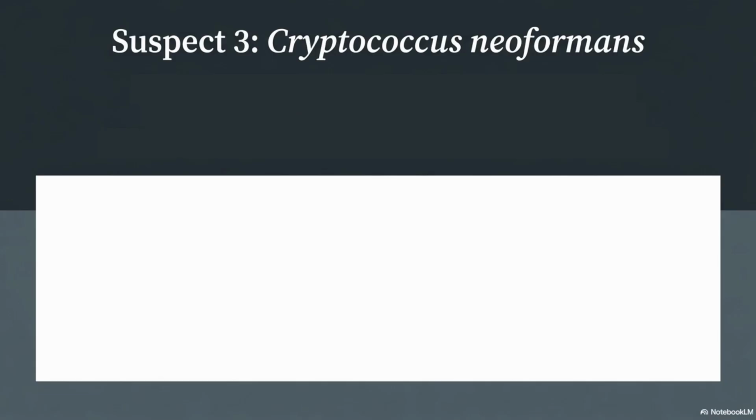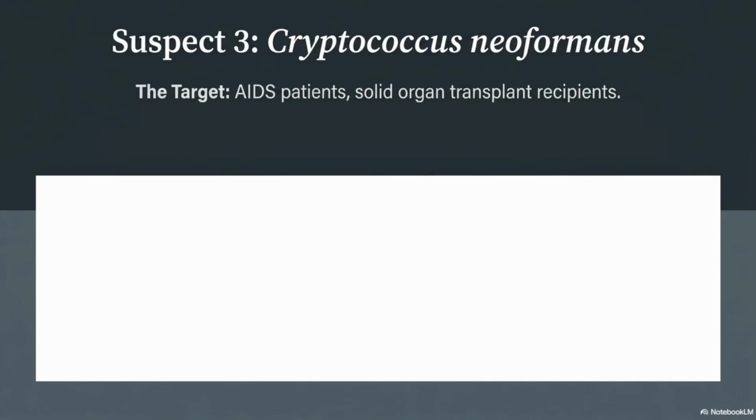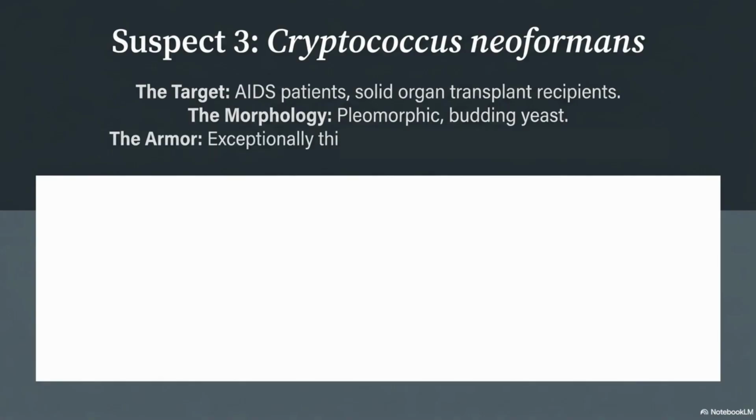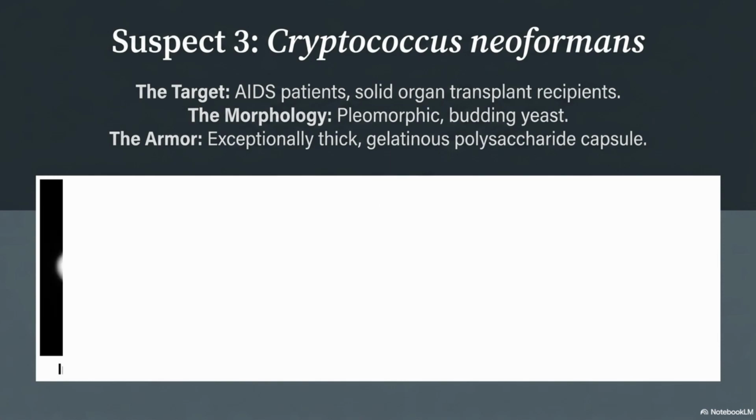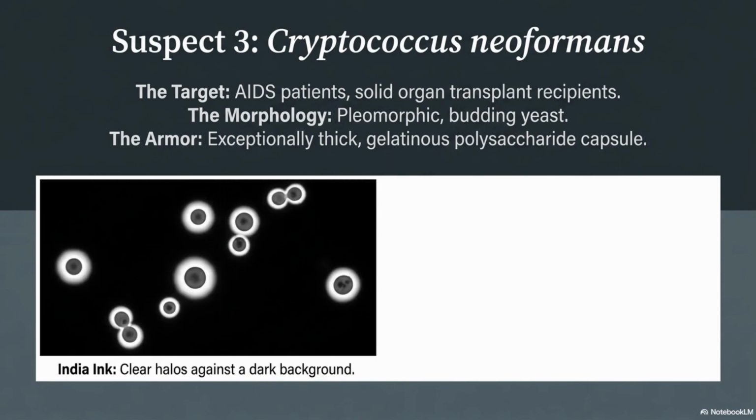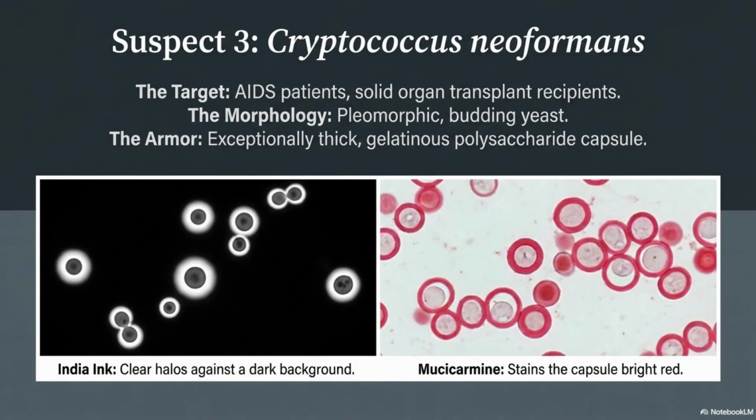Suspect 3 is Cryptococcus neoformans. The prime targets for this opportunist are AIDS patients and solid organ transplant recipients. Morphologically, we are looking at pleomorphic budding yeast rather than hyphae. Its major armor is an exceptionally thick gelatinous polysaccharide capsule. On the left, an India ink preparation shows clear halos surrounding the yeast against a dark background. On the right, a mucicarmine stain specifically targets and stains that capsule bright red.